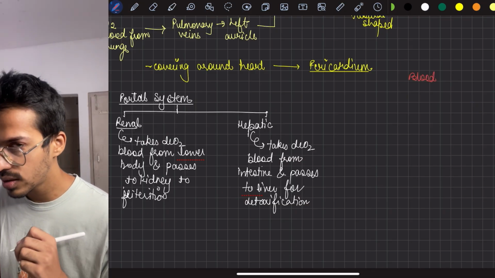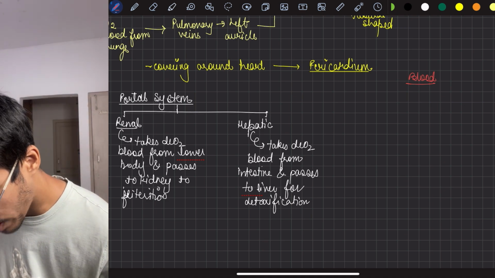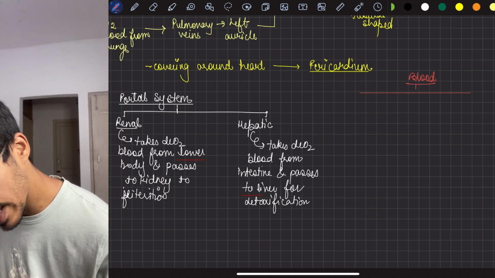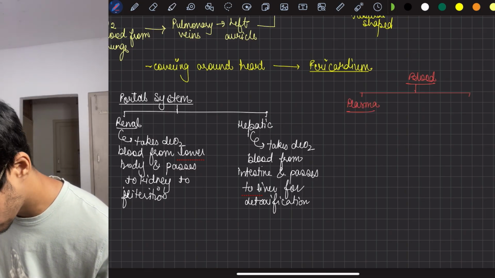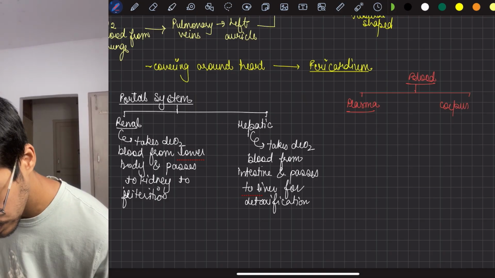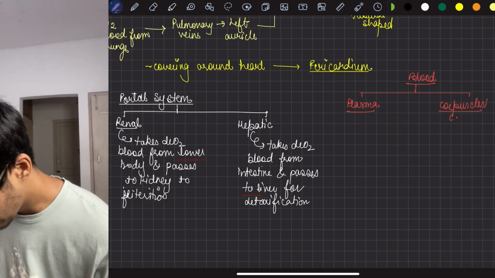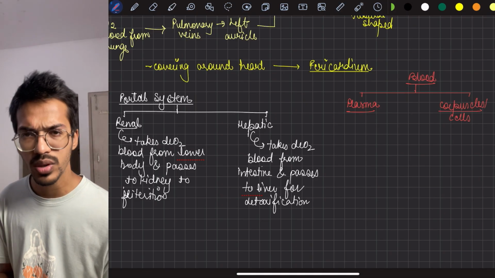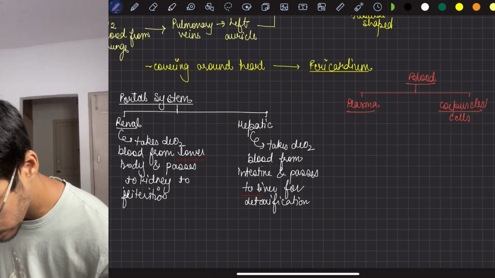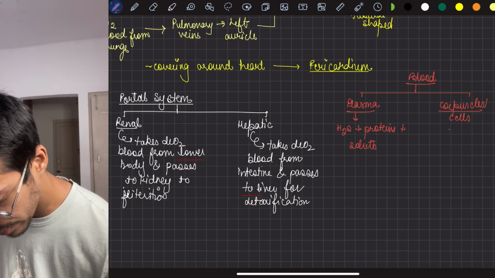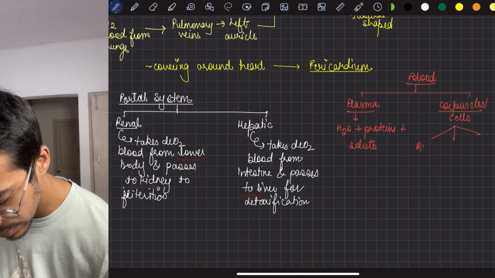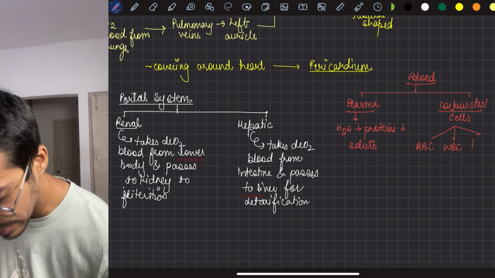Next thing is the blood. Here you have to remember that the blood is mobile. Like human blood, it has plasma and cells, that is, corpuscles. The plasma contains water, proteins, and other solutes. Whereas corpuscles have three components: RBC, WBC and platelets.